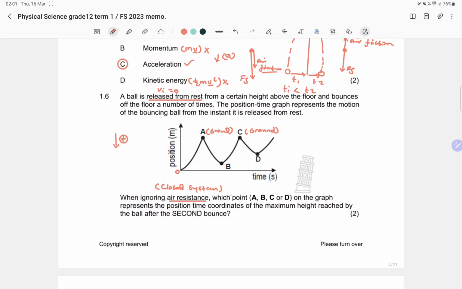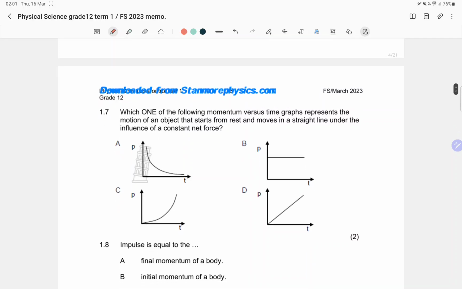All right, so it says now which point A, B, C, or D on the graph represents the position-time coordinates of the maximum height reached by the ball after the second bounce. Okay, great, because remember this is the first bounce. It bounces up to the maximum height and then it bounces the second time and then it reaches the maximum height D. So the answer here is D. Okay, great stuff. So not a complicated question.